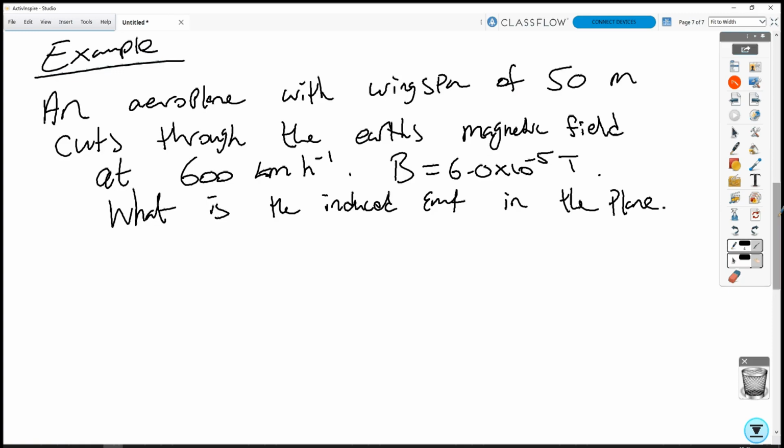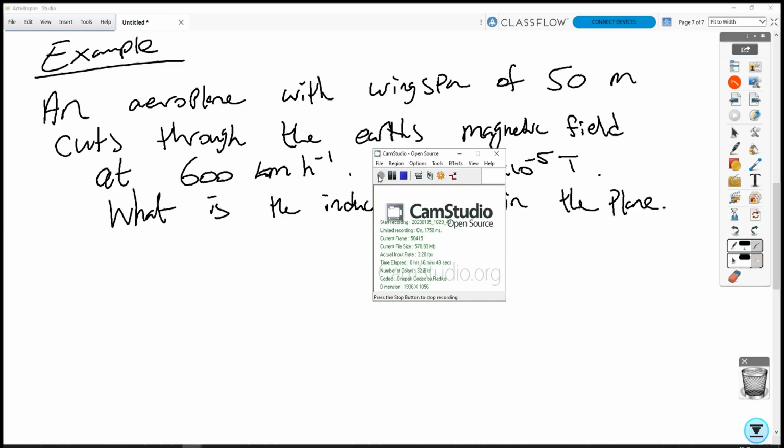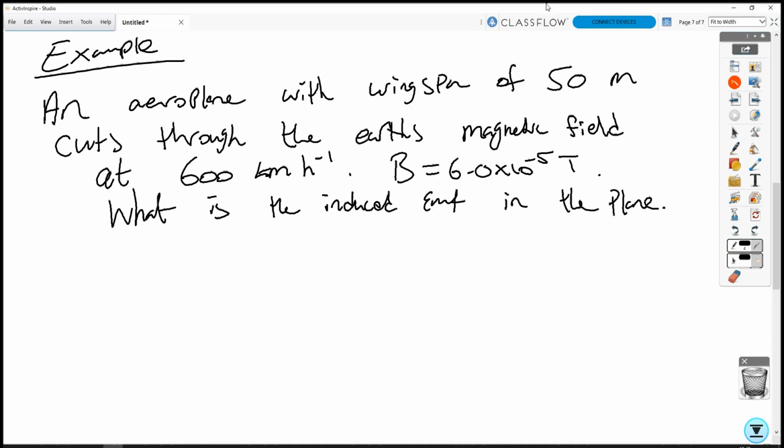So pause the video here to attempt this question, and then play the video when you're ready to see the solutions. Okay, to solve this question, we're going to use the equation that was provided above. So we start with the equation, EMF is equal to BLV.